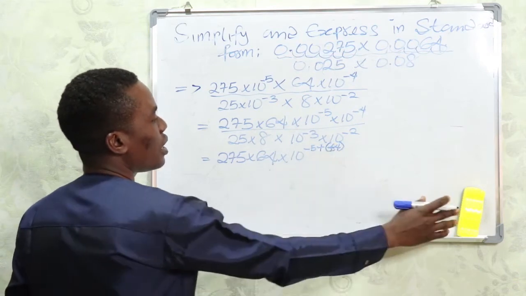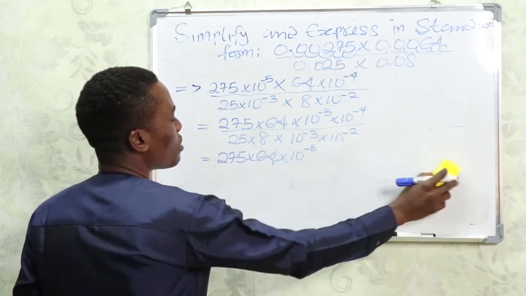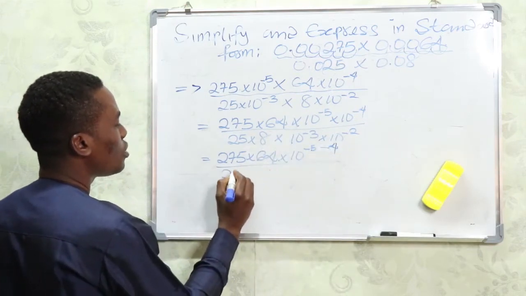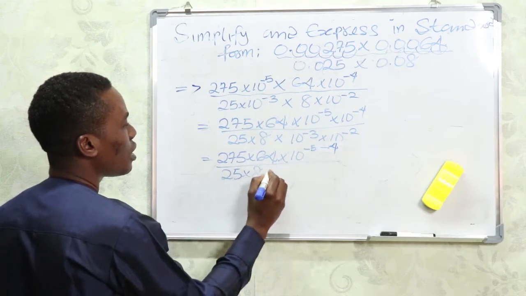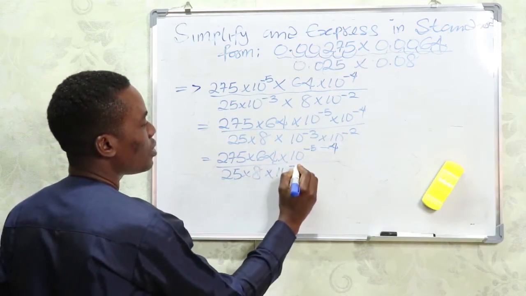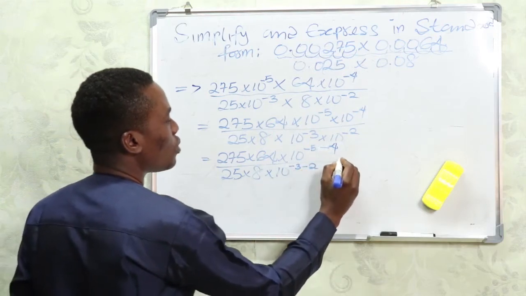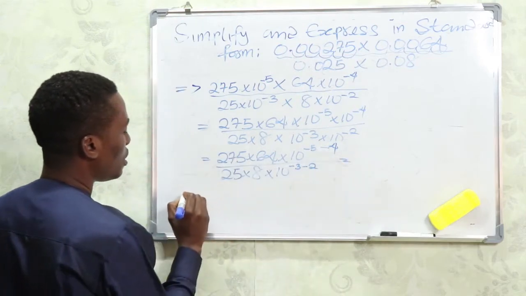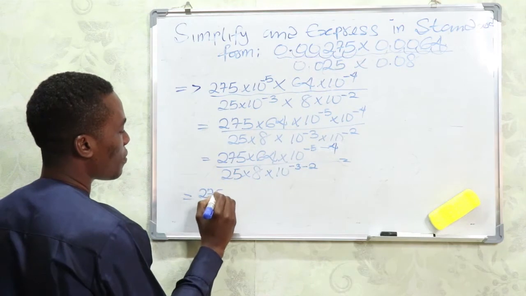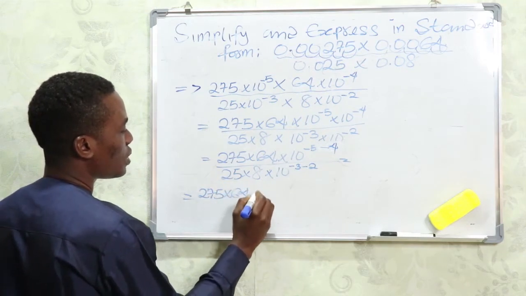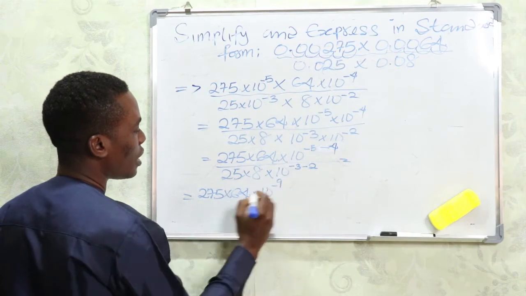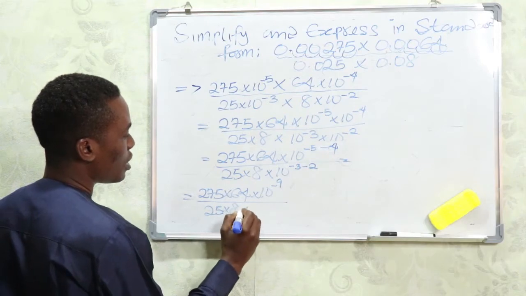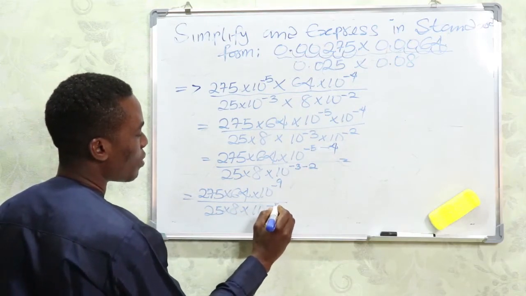To save our space, that will give us minus 4. So this will give us minus 5 minus 4, all over the same thing goes here: 25 times 8 times 10 raised to power minus 3 minus 2. So in total, this will give us these two values. That is, this will be equal to 275 times 64 times 10 raised to power minus 9 all over 25 times 8 times 10 raised to power minus 5.